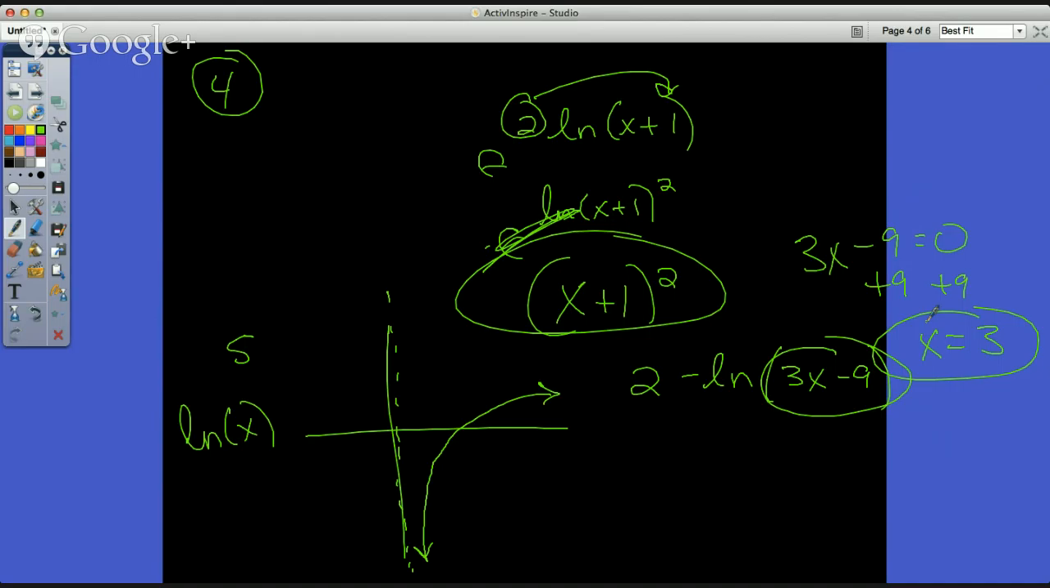So what it's going to do is, at 0, because it's on the inside, it's going to transform to the right 3. That make sense? So 3 is your vertical. Correct. x equals 3 is my vertical asymptote.